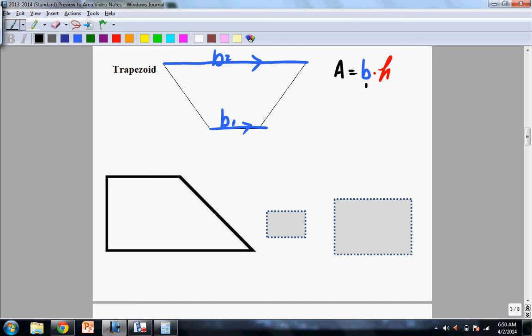So to do a trapezoid, there's something we have to account for with the bases. To get the base, we actually have to average these. So it's going to be base plus base over 2 times your height. And remember, height always creates a right angle. So you drop it straight up or straight down, and that would be your height. That's the area of a trapezoid: you average the bases times the height.